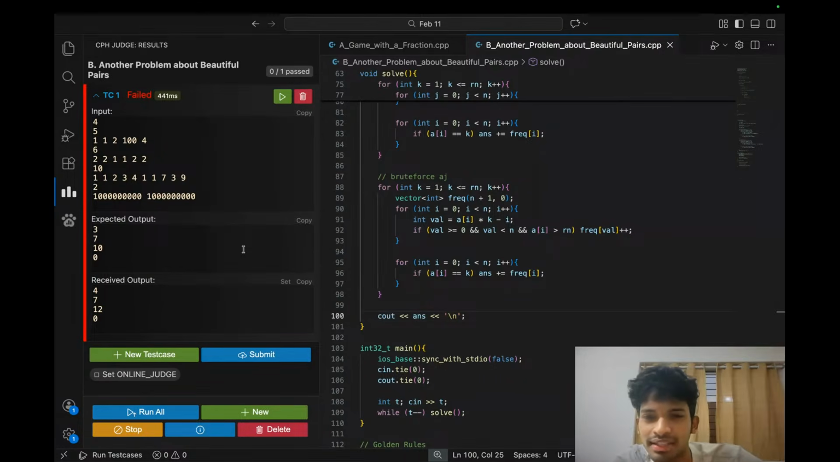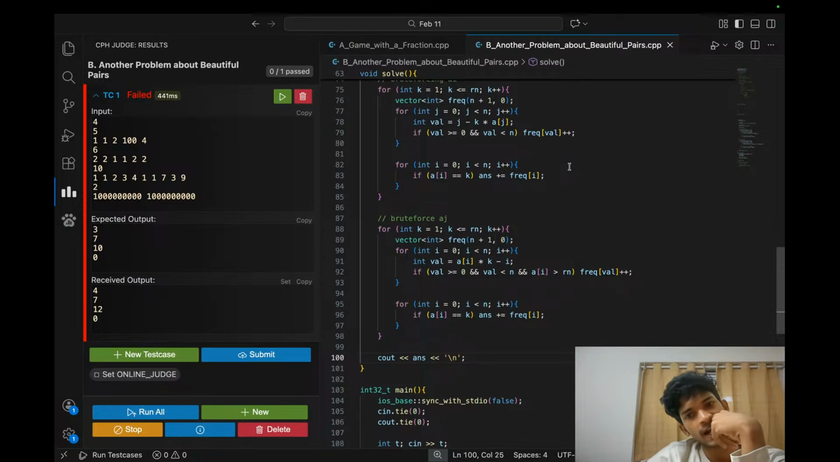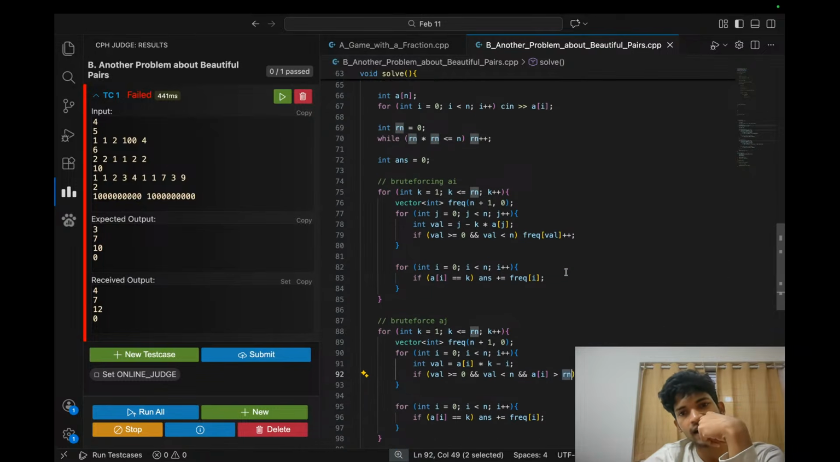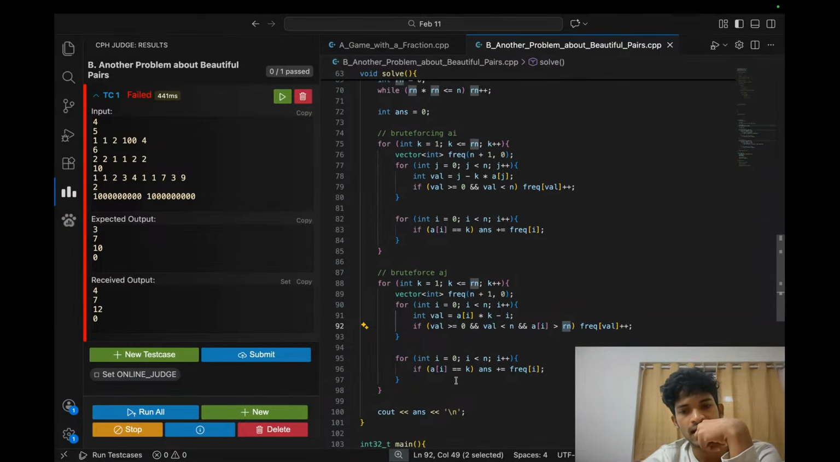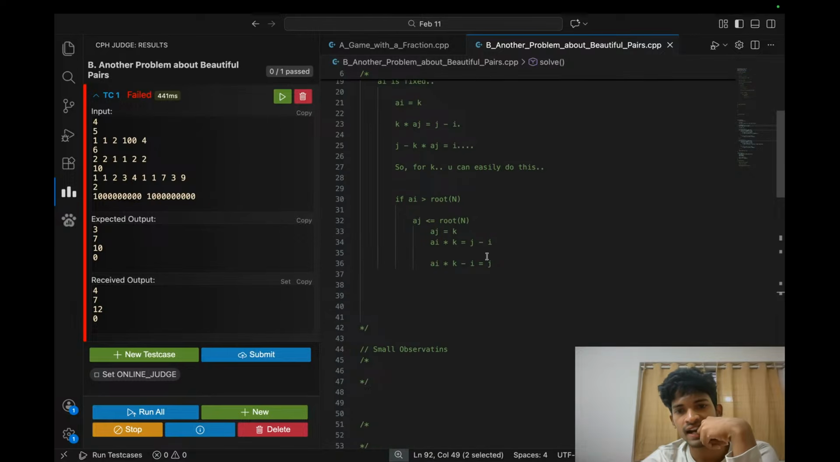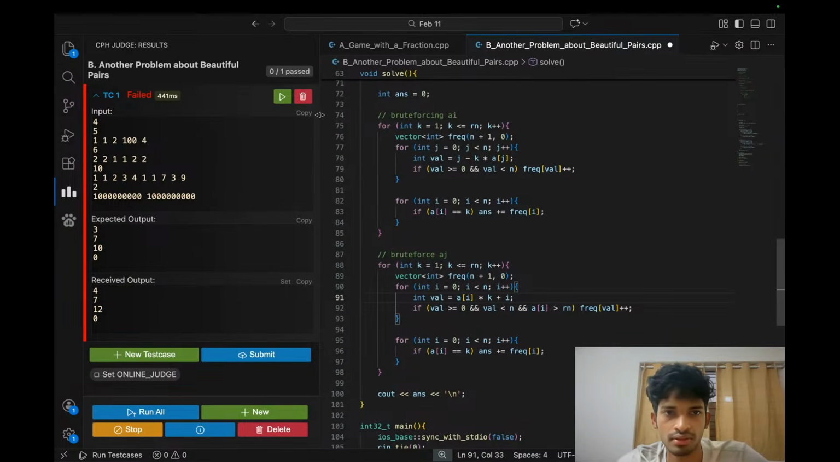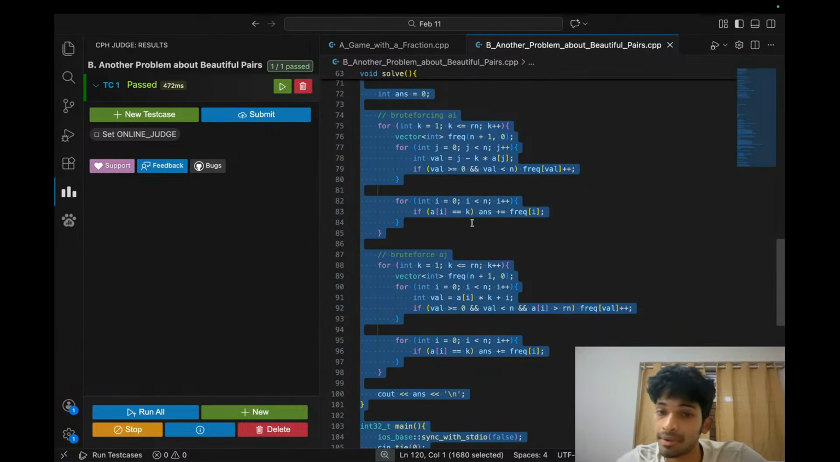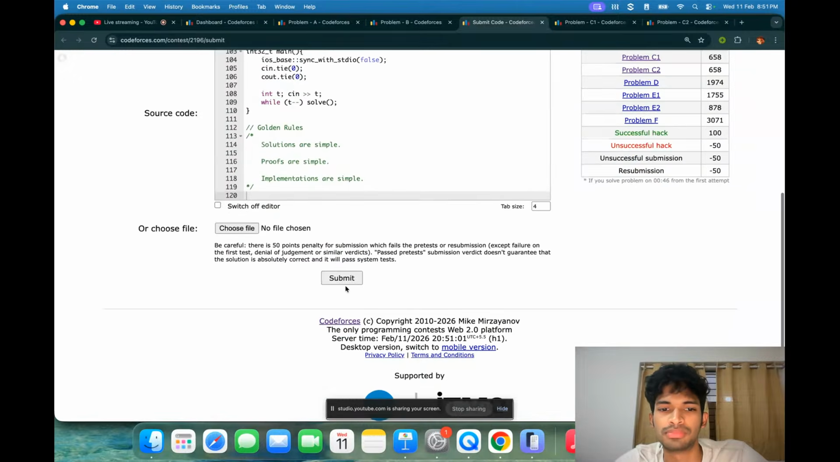Am I double counting something? i plus a i times k. Passed. So we have solved this problem easily. It's a brute force problem, an easy brute force problem.